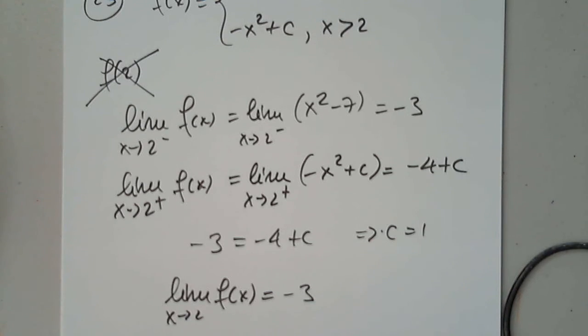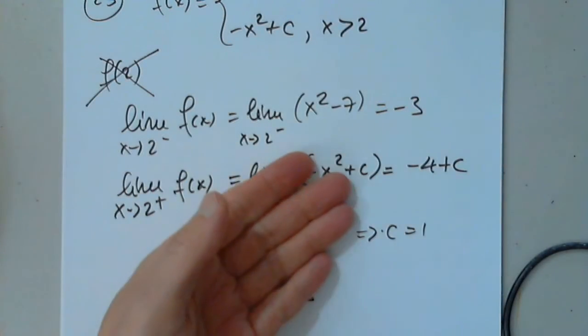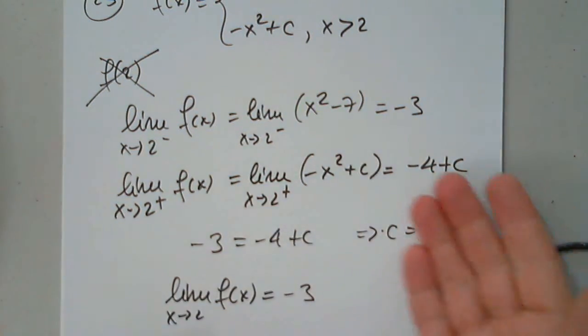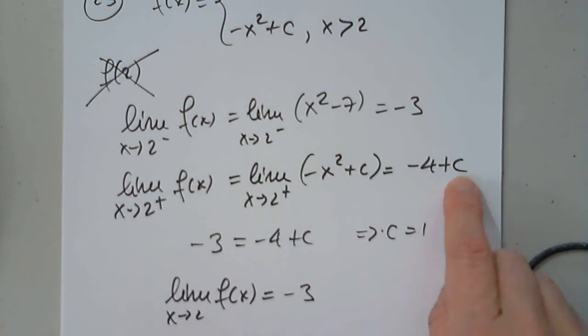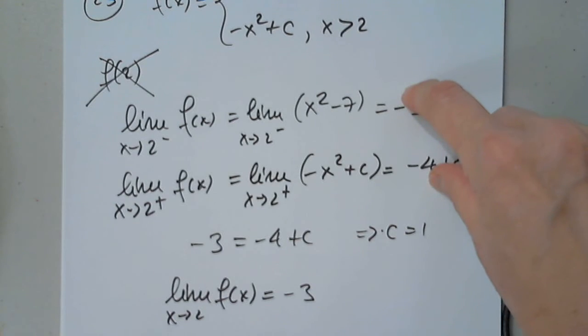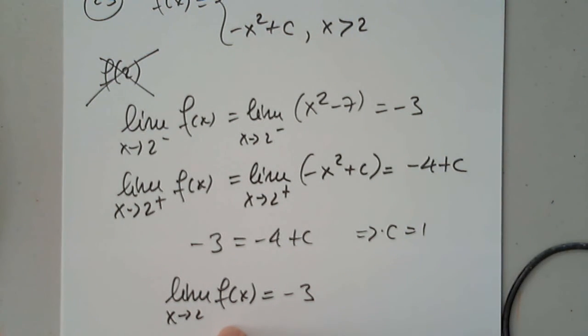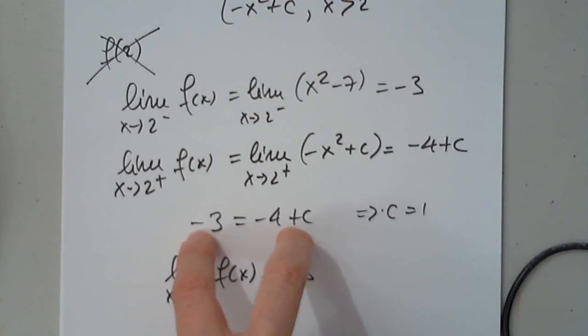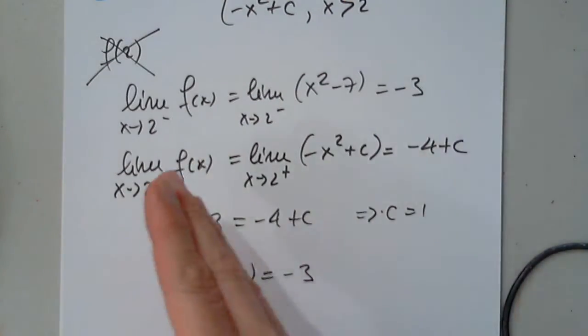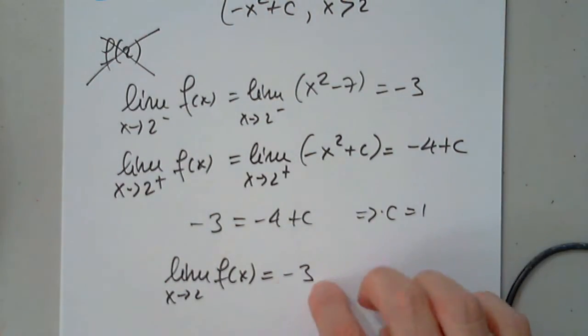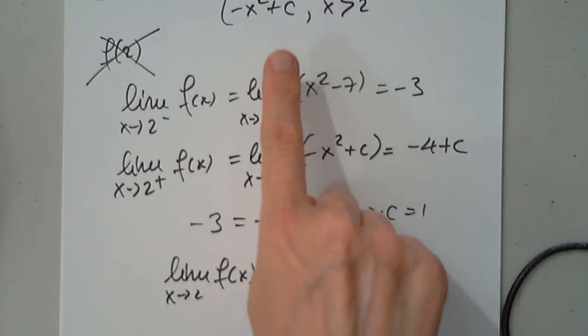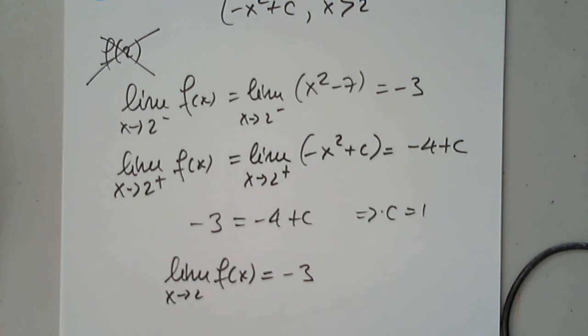It only expresses tendency. From the left, the tendency is negative 3. From the right, the tendency is negative 4 plus c. If these two are not equal to each other, then this limit does not exist. I set them equal to each other to find c. And now from left and right, both limits are negative 3. So the limit from either side is negative 3. Do not attempt to plug in 2 here. That is not correct. You can't. Which one do you plug in? None of the above. You can't.